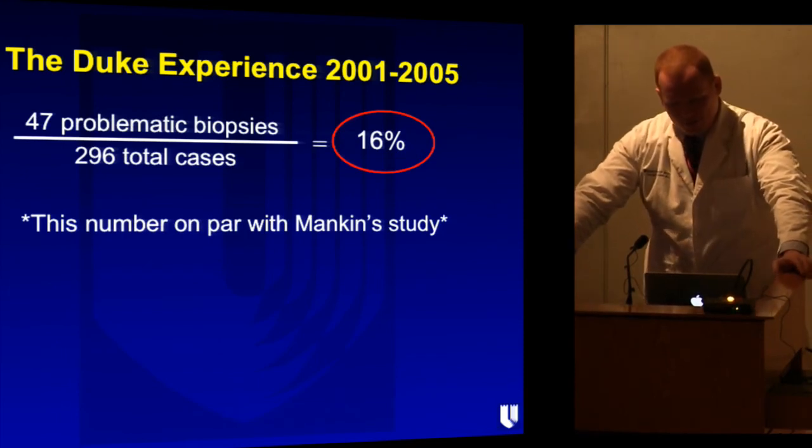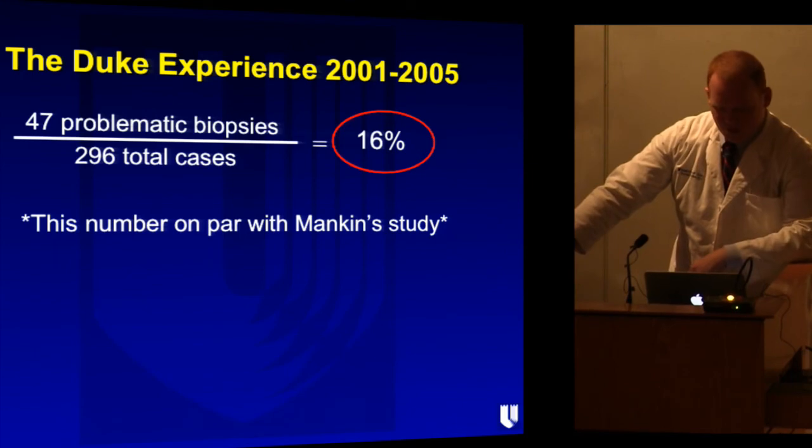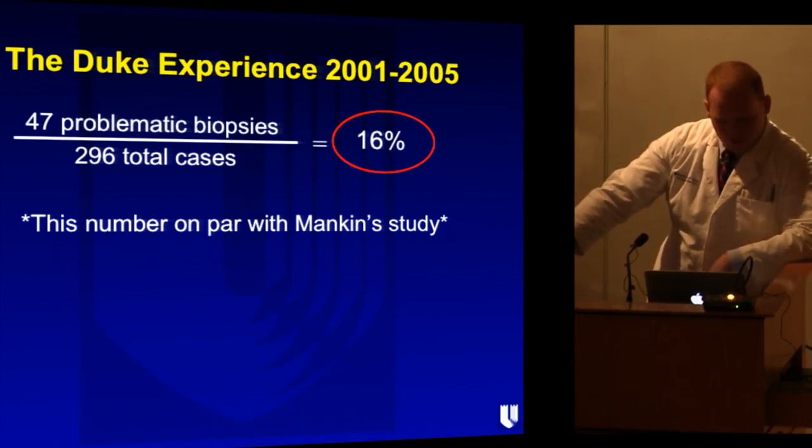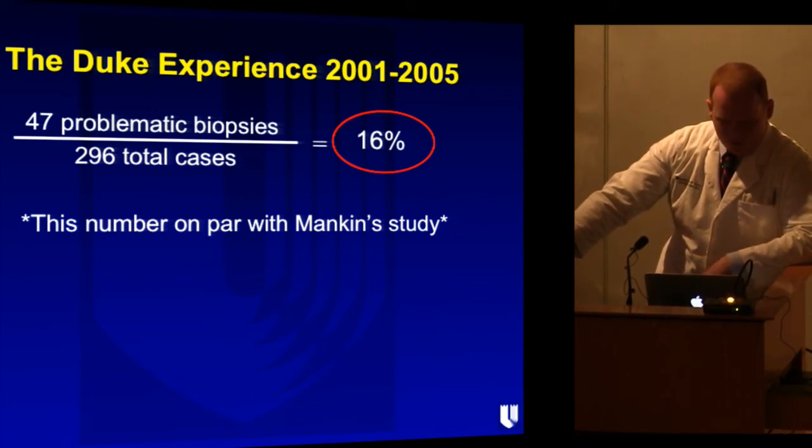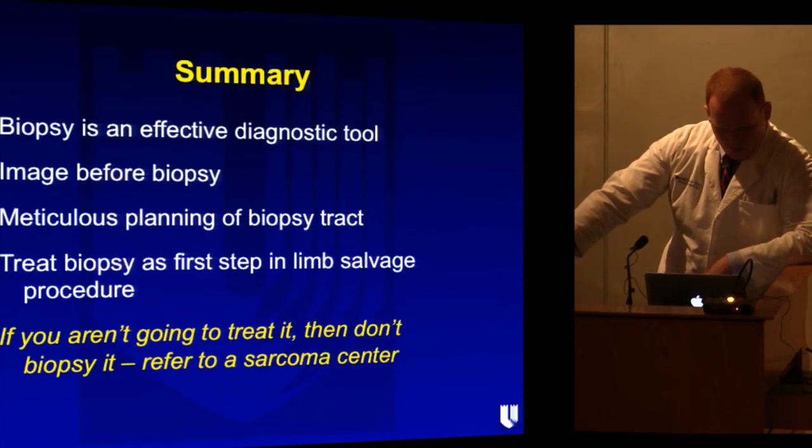This rate is similar to Mankin's results, with an average complication rate of about 13% over both studies. Of the 47 problematic biopsies, non-orthopedic surgeons were roughly twice as likely to attempt a poorly planned biopsy as an orthopedic surgeon. So in summary, biopsies in all forms are an effective diagnostic tool for evaluating the unknown musculoskeletal mass. Appropriate imaging should be obtained and reviewed with meticulous planning before the procedure is performed, and that's anywhere from fine needle aspirate all the way up to an excisional biopsy.